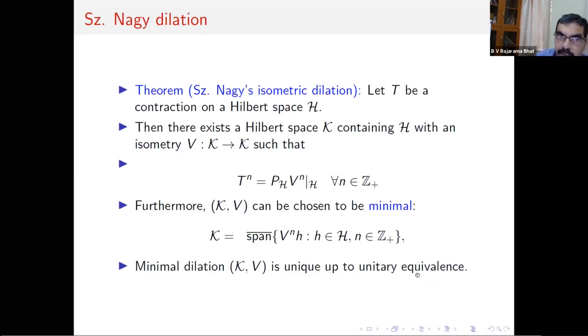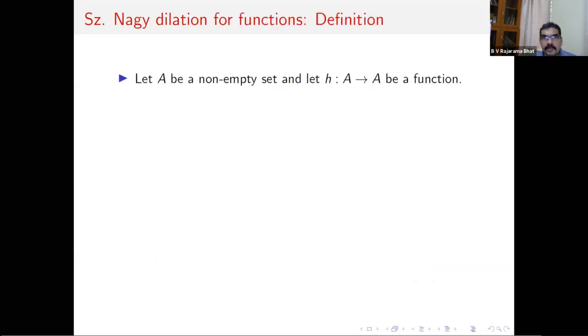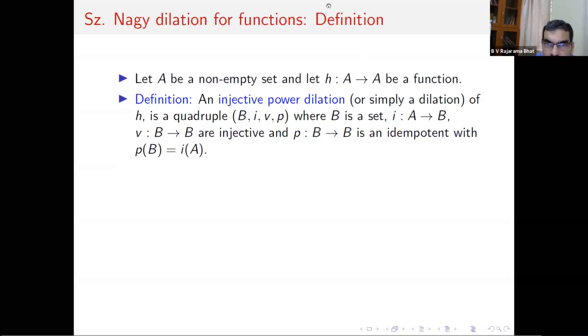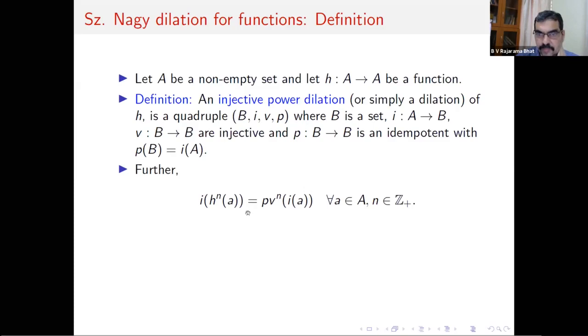I will not go into the proof. Instead, I would like to have this kind of dilation for functions. So here is the Nash dilation for functions. Just the definition. You take any non-empty set A, and I will call it injective power dilation. I need three things: a bigger set B, the embedding I from A to B, an injective map, and the isometric dilation I want, right? So isometry is replaced by an injective map, a V from B to B, and you should get back an idempotent P, with P of B equal to I of A, and this P should have this property.